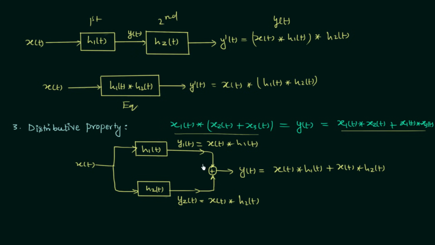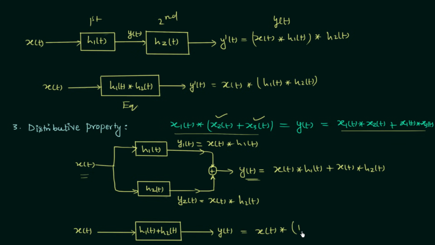So what we will do, we will add h1(t) and h2(t), like we added x2(t) and x3(t). We will add them. So we will have one equivalent system, the equivalent system of the two systems connected in parallel, and the impulse response of this system is h1(t) plus h2(t), and to this system we will apply the input x(t), which is the same input. We will have the output which is same as this output. It is equal to x(t) convolution inside the bracket h1(t) plus h2(t).